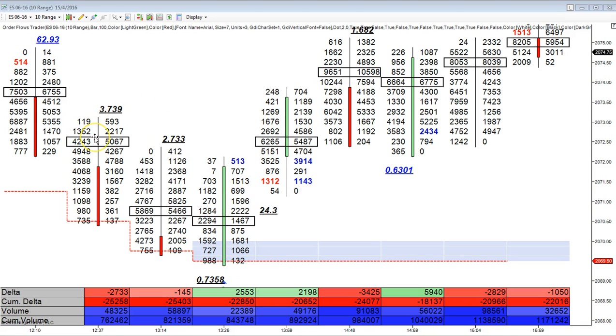So you're seeing a shift, right? The market has gone from a supply-driven market to a demand-driven market. You're seeing the shift happen here. That's what Delta Scalper is picking up on.